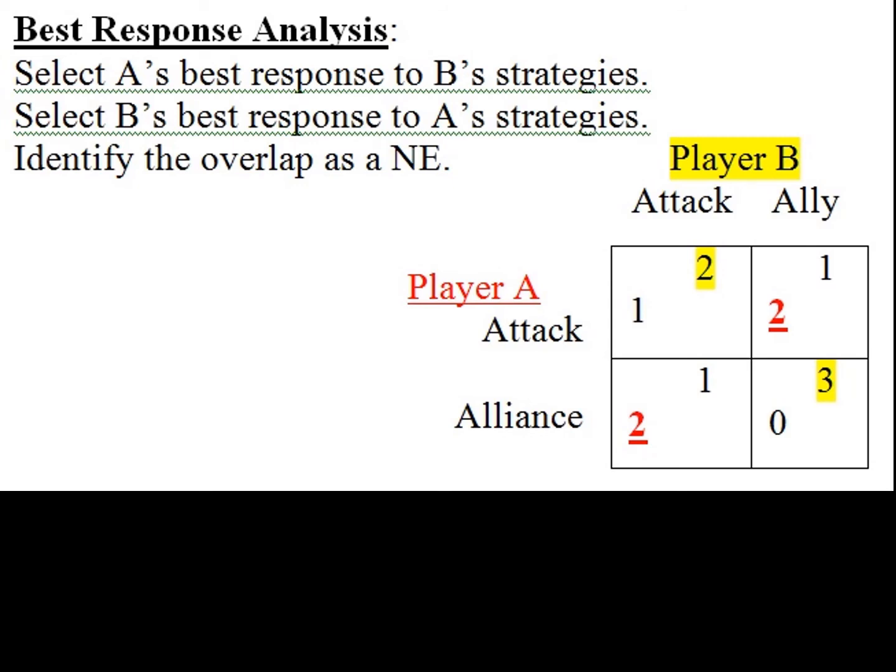Now player B has to make a choice with respect to player A's 2 strategies. So for player A's attack row, which is the top row, player B has a choice between 2 and 1, and we'll pick the highlighted in yellow 2. And then for player A's alliance strategic choice, player B will pick between 3 and 1, and will choose the highlighted yellow 3. Now we see here there is no overlap, and therefore there is no Nash equilibria for best response analysis.